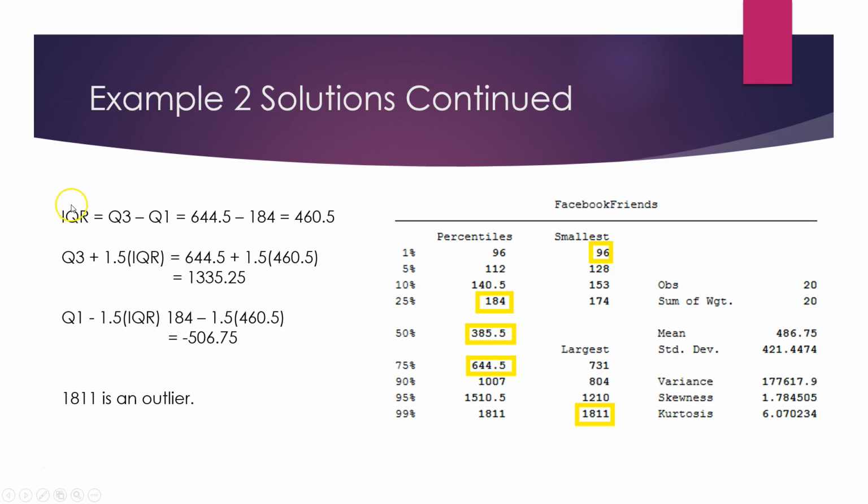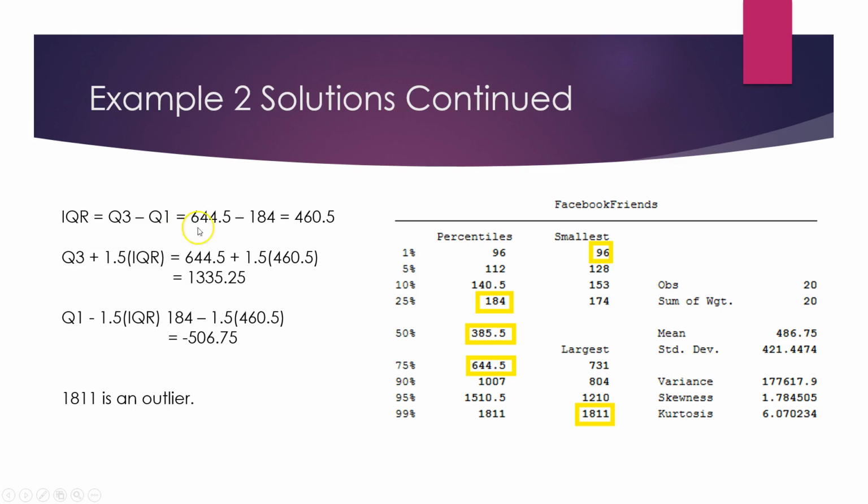So the outliers are determined based on the IQR and the quartiles. So the IQR is Q3 minus Q1. And in this case, that's 644.5 minus 184, which will be 460.5. The cutoff for the upper number is Q3 plus 1.5 times the IQR.